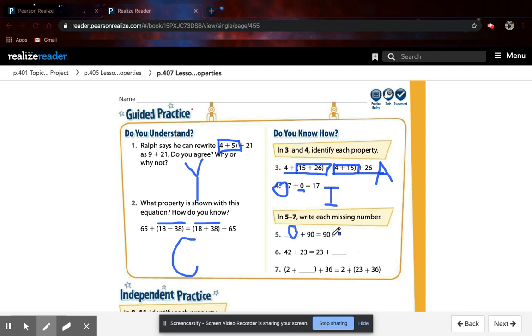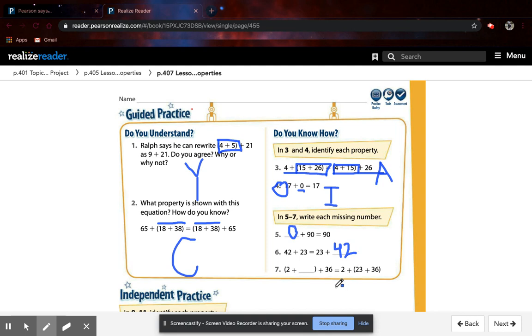Okay. The next one is 42 plus 23 is the same as 23 plus 42. And the only thing that's changing there is the order of my numbers. So I'm showing the commutative property for number 6, just like I did for number 2.